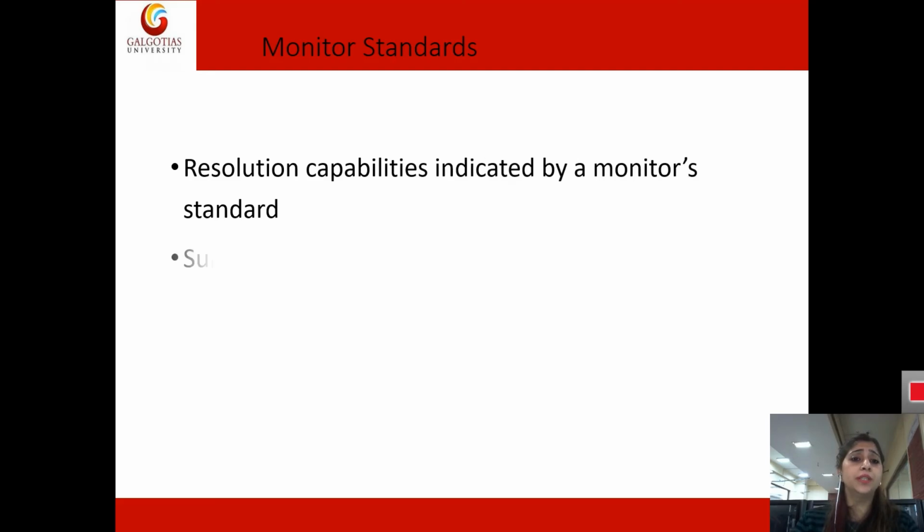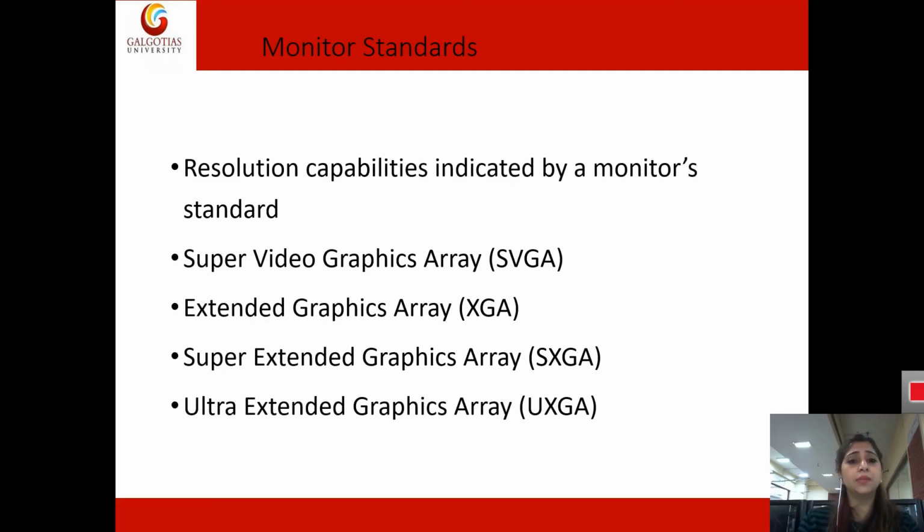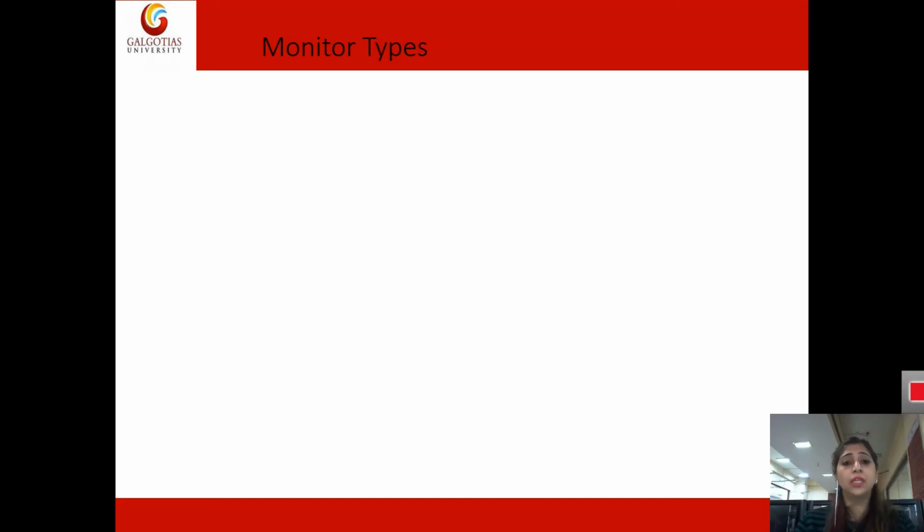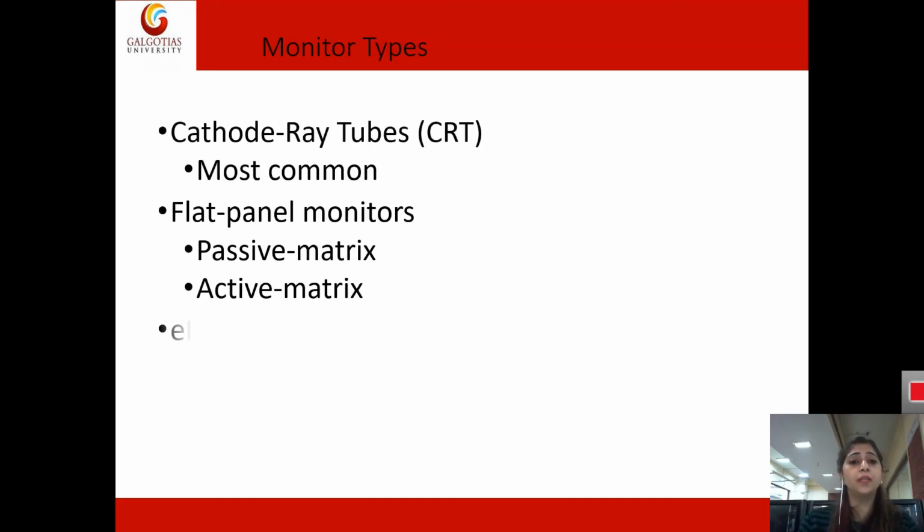Now the monitor standards. These are some of the standards that we have for monitors. The resolution capabilities are indicated by the monitor standards: super video graphics array, extended graphics array, super extended graphics array, and ultra extended graphics array. These are all the monitor standards available in the market, and the most expensive and best monitors are the ultra extended graphics arrays. So these are the types of monitors that are available in the market.